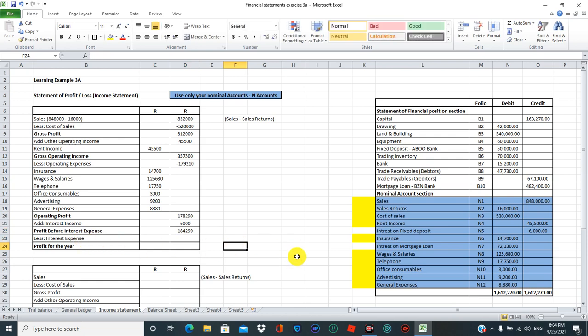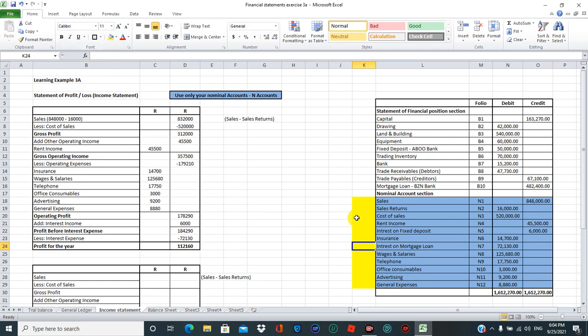And then less interest expense. Okay, so I've got that one. Interest on mortgage loan. Obviously, you've got a loan, you have to pay the interest. And that'll be 72,130. Right. So that's 184,290 minus that. So in other words, the profit for the year is 112,160. Okay, let me just highlight.